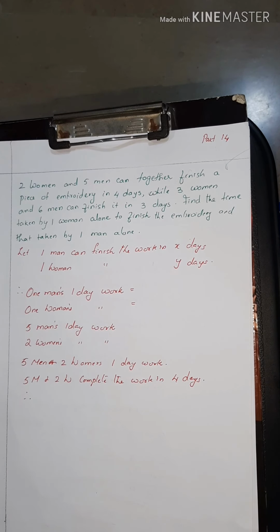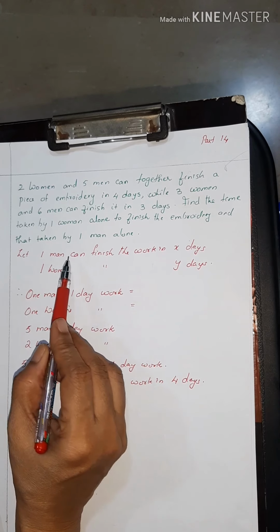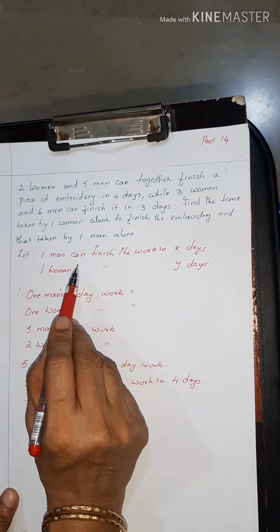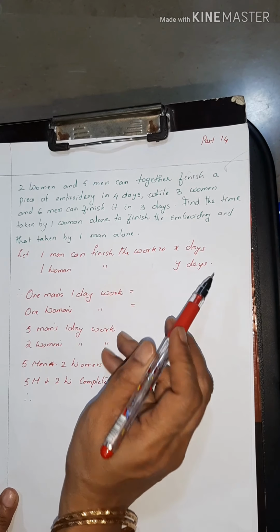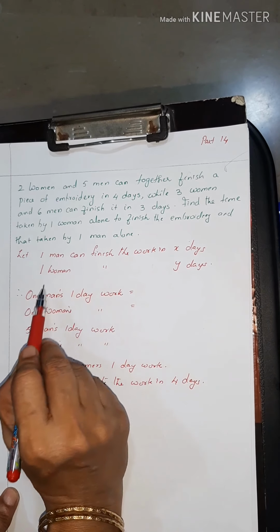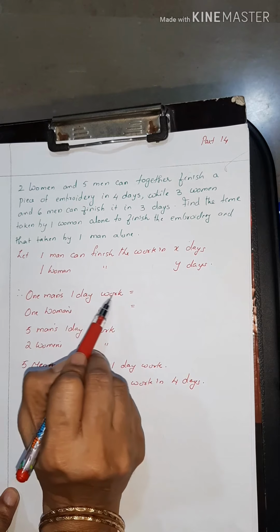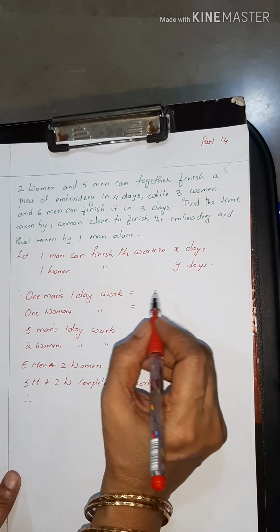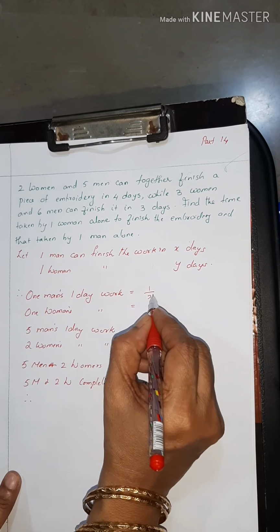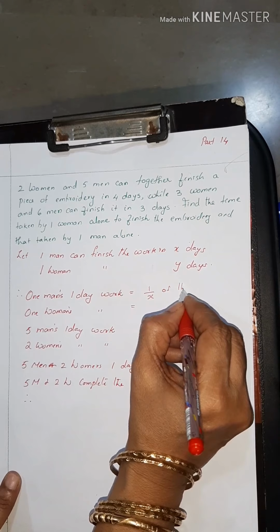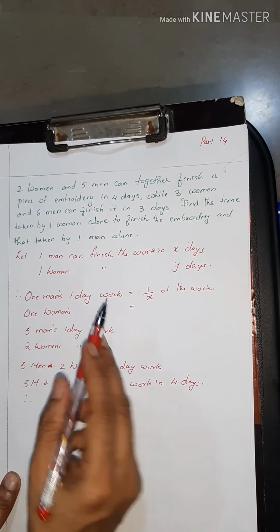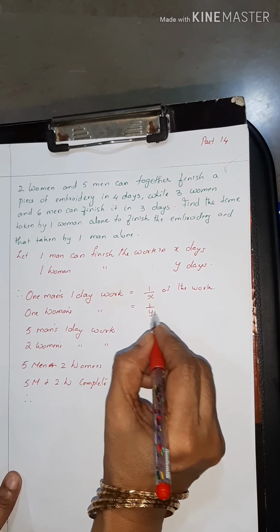So let us assume one man can finish the work in x number of days and one woman can finish the work in y number of days. So when one man can finish in x number of days, in one day he will finish 1 by x of the work. So one day's work will be 1 by x of the work. And similarly, one woman's 1 day's work will be 1 by y.